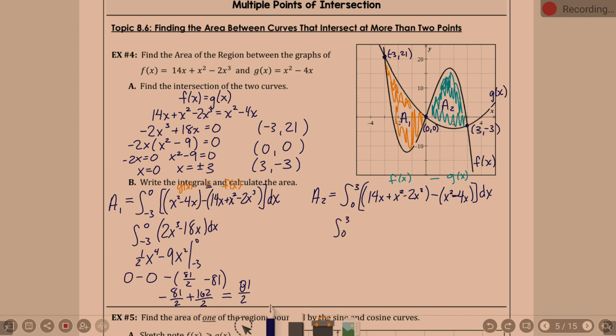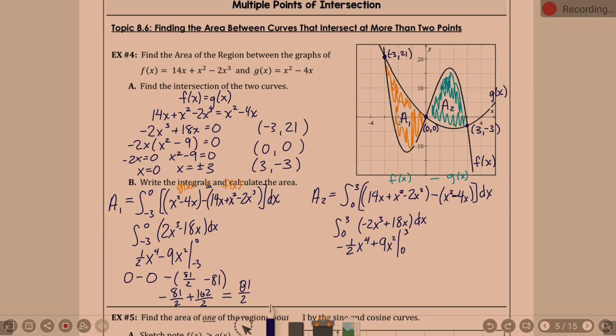We've already done this subtraction once, technically, haven't we? Because this is what we did up in part A. We're going to have negative 2x cubed plus 18x dx with respect to x. You can use your integration from last time and just change your signs. So negative 1/2 x to the fourth plus 9x squared this time. This time we're plugging in 3 and then 0.